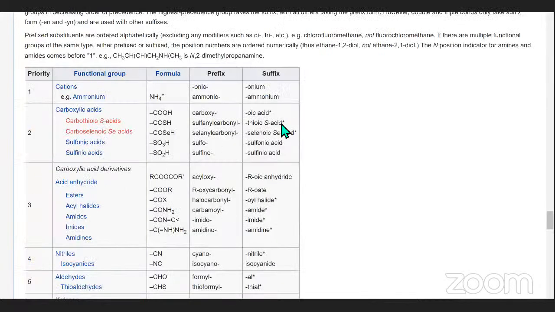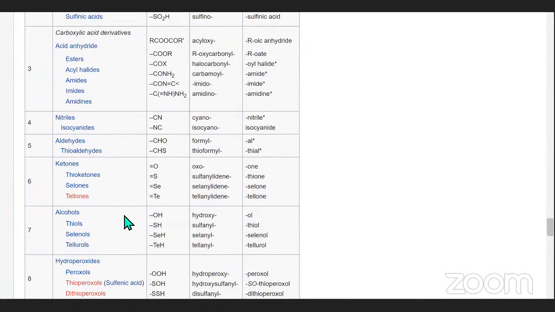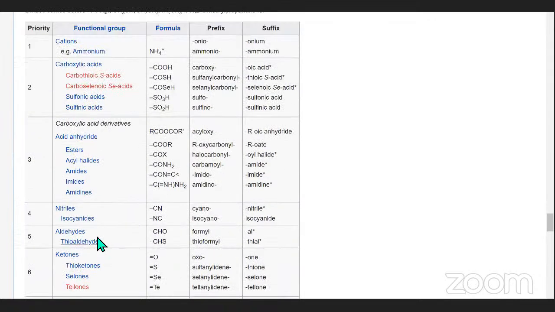Order of precedence. So remember, carboxylic acids are kind of the most important. Whenever you have a carboxylic acid, that is always given the smallest number. Usually it's 1. Then you've got esters and amides, then nitriles, aldehydes, ketones. That's the order. And then you've got alcohols. And at the end, it's amines. Okay? So remember the order.